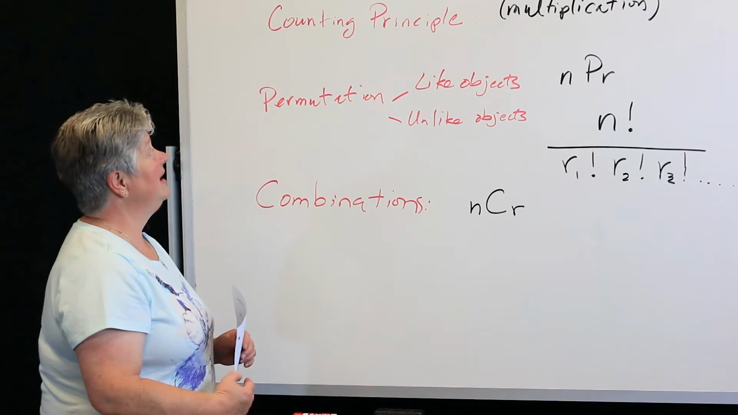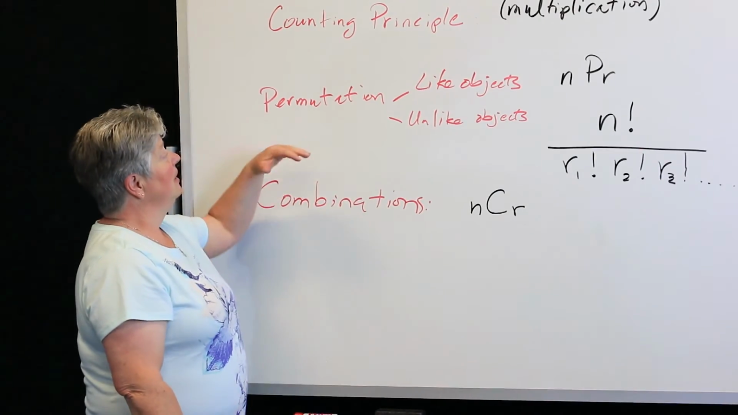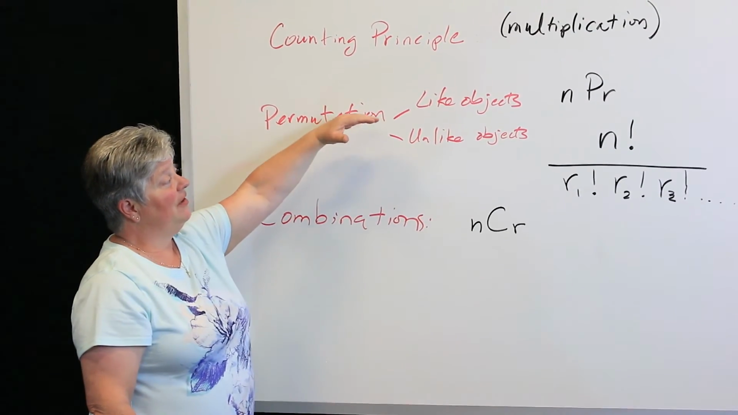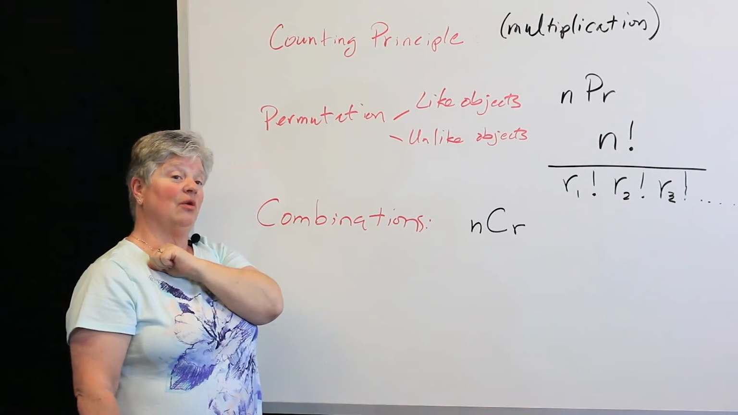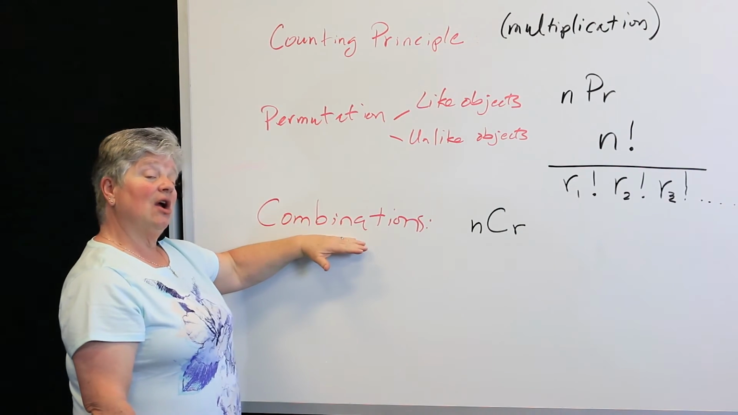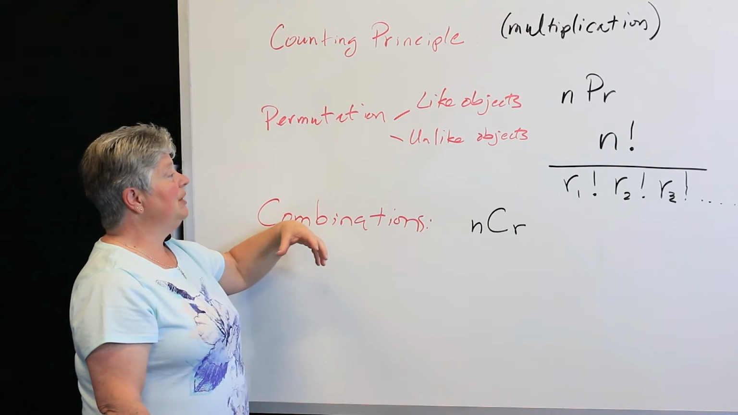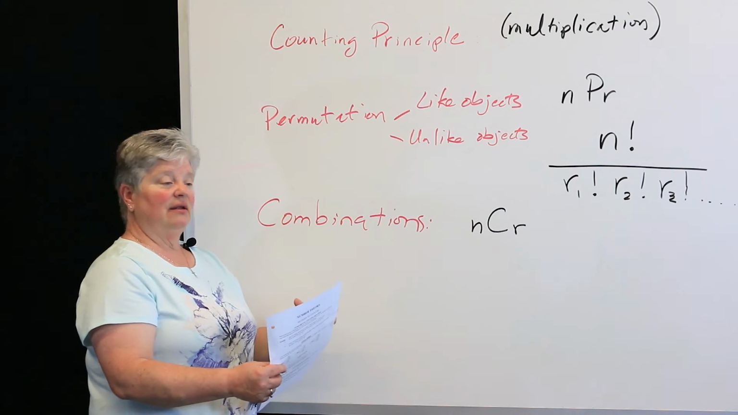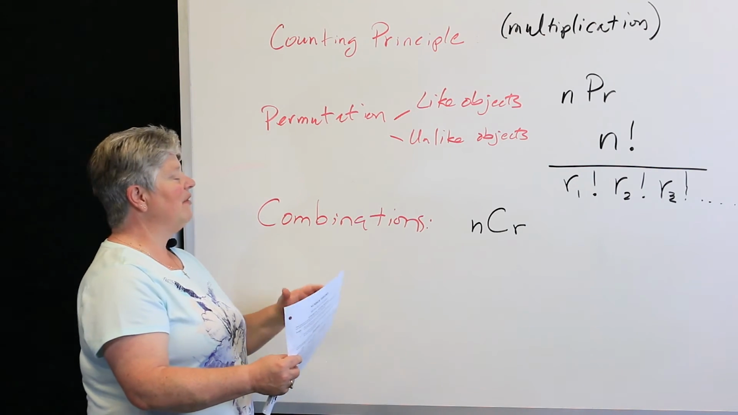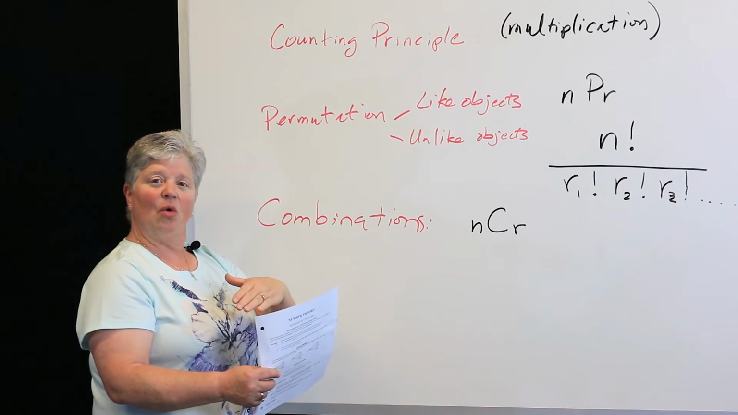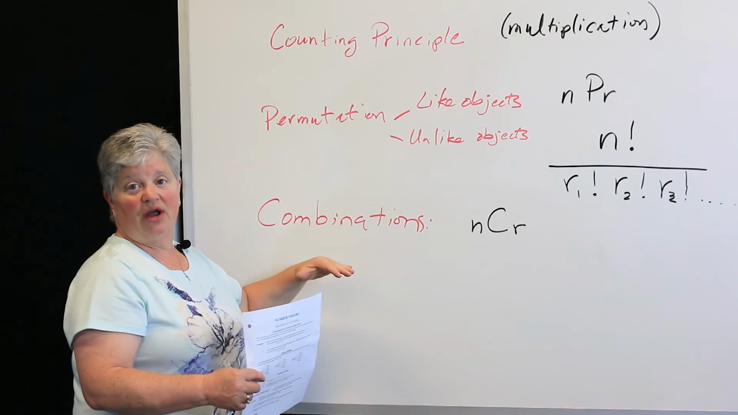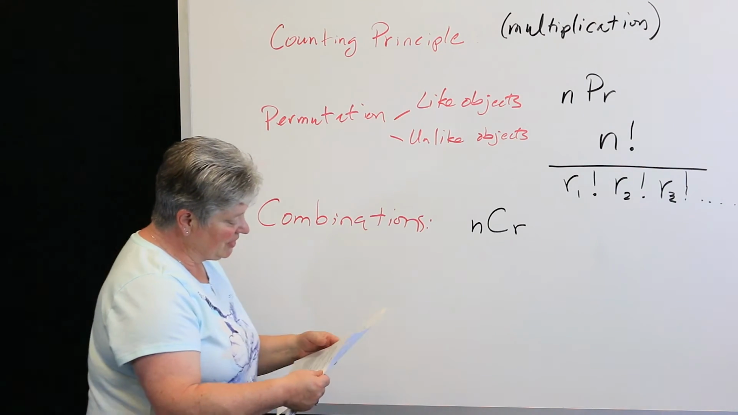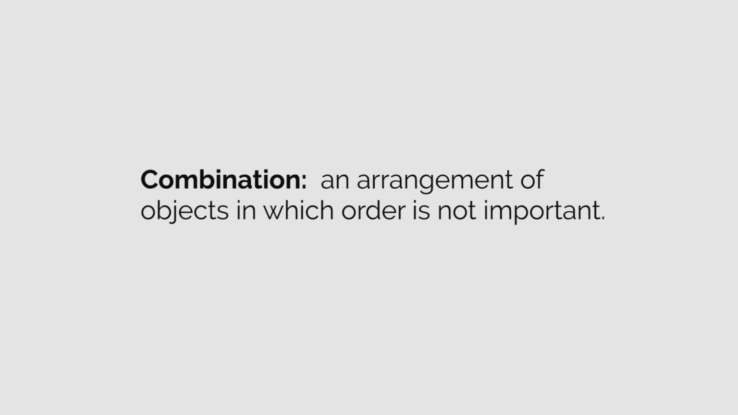So we've looked at just the general counting principle. We've looked at permutations, both of unlike and like objects. And permutations, remember, had a specific order. Now when we look at a combination, it's really selecting letters or people or whatever, but we're not going to give them any particular order or function. So order is not important with a combination. By definition, a combination is an arrangement of objects in which order is not important.